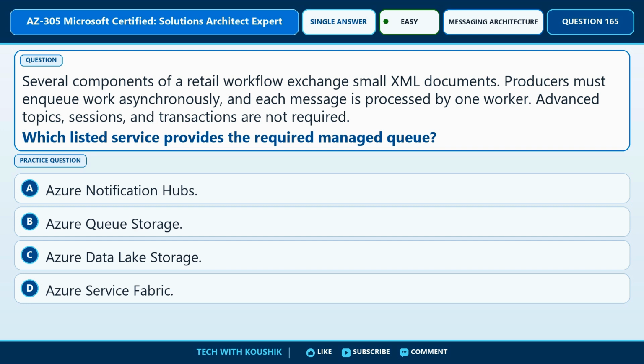Now examine the possible answers. Option A is Azure Notification Hubs. Option B is Azure Queue Storage. Option C is Azure Data Lake Storage. Option D is Azure Service Fabric.